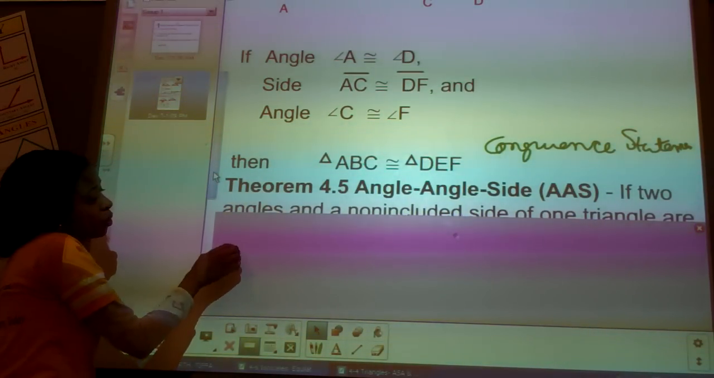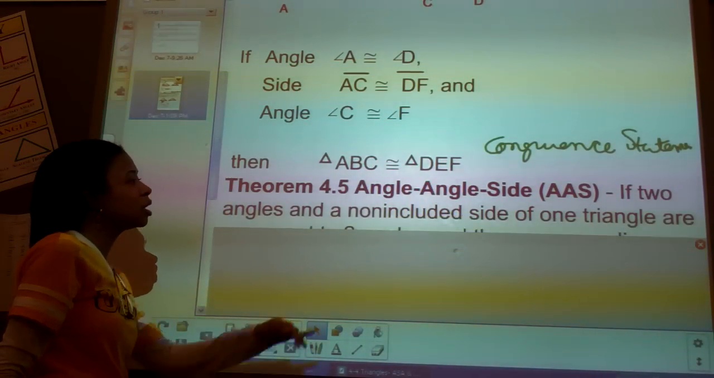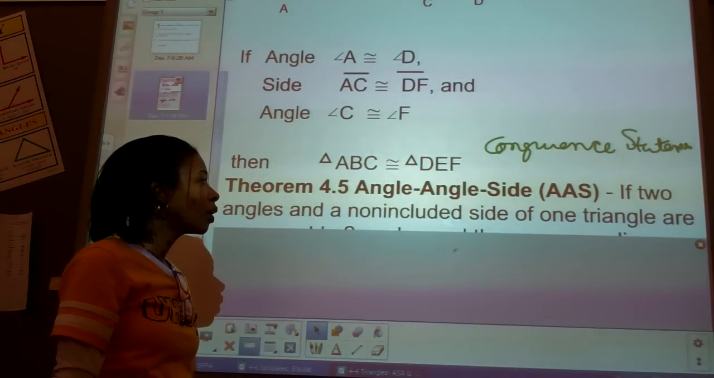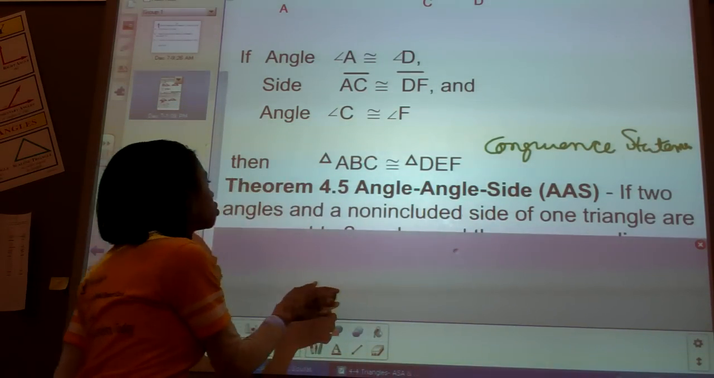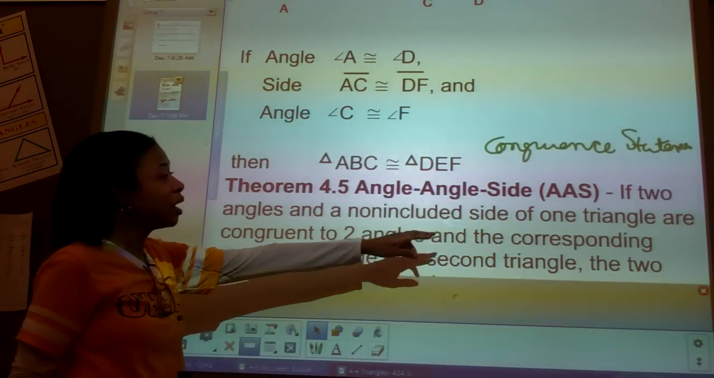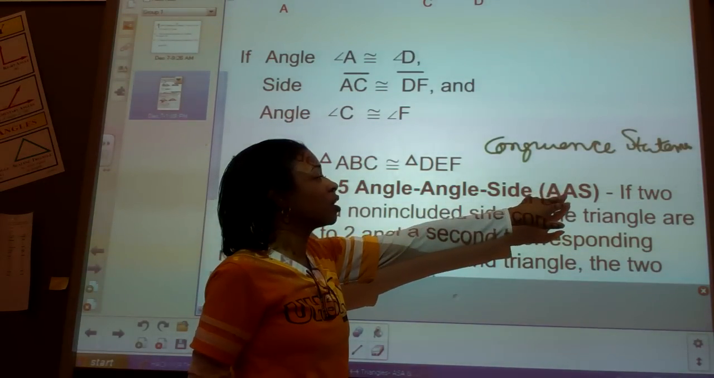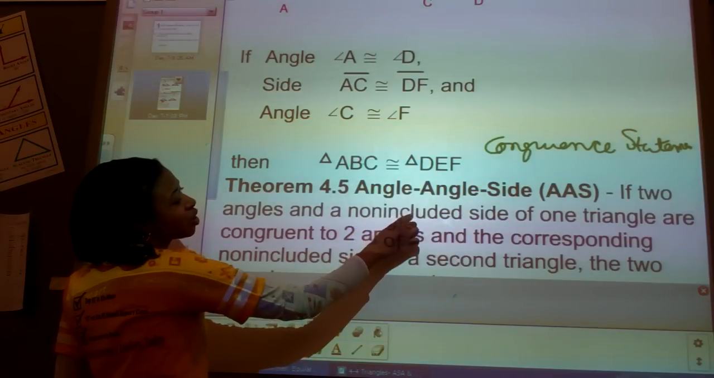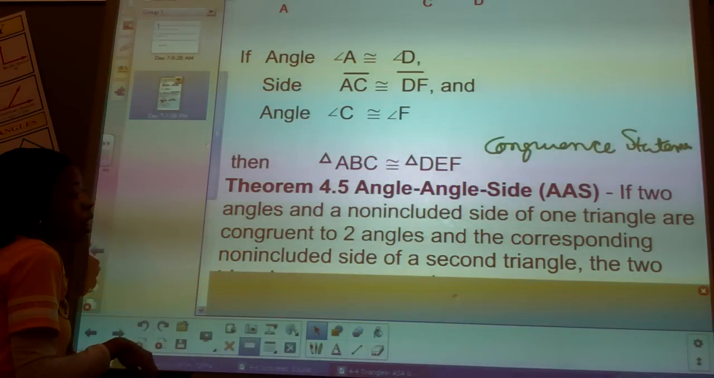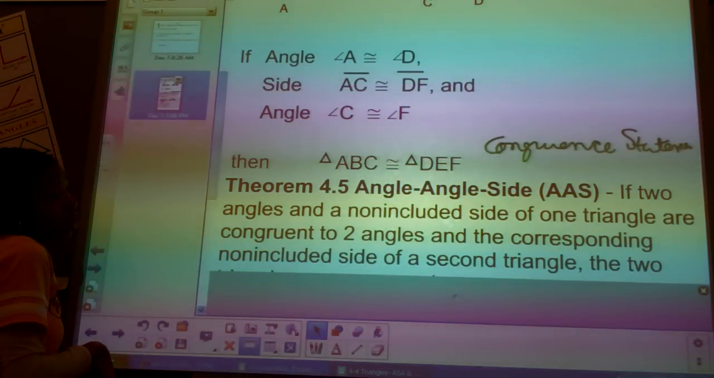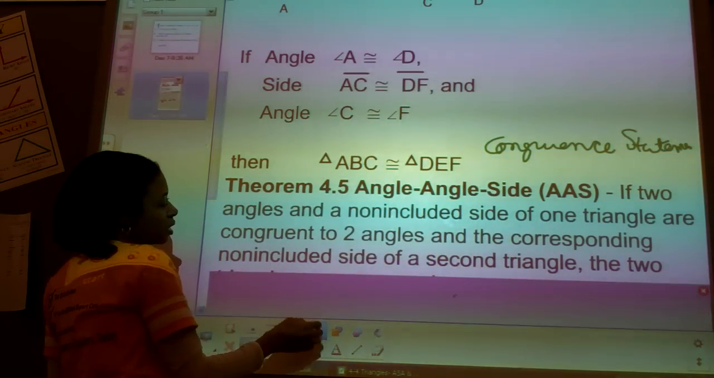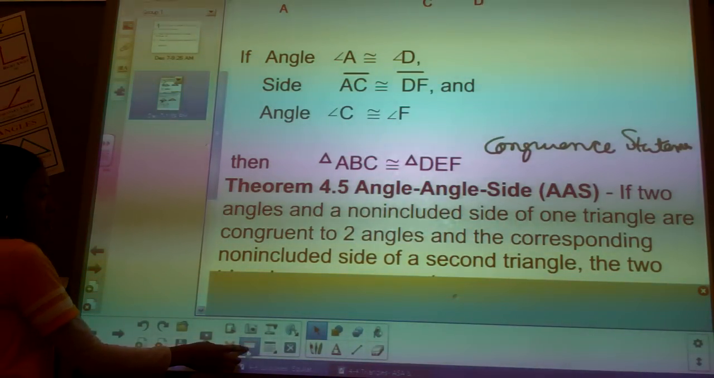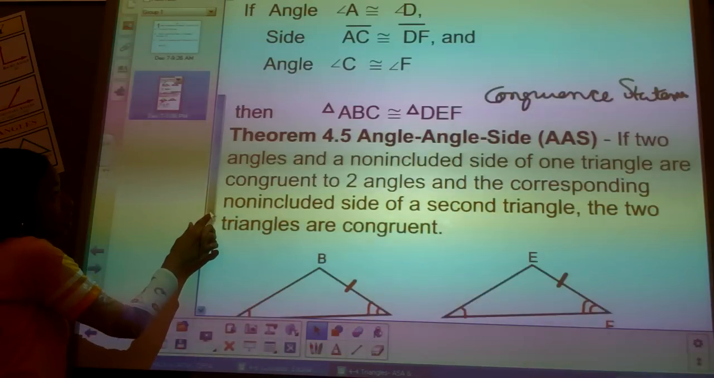Now moving to the theorem, not postulate, but theorem, excuse me. Angle, angle, side, AAS, okay? And that says that if two triangles, basically, that means you have to have an angle, then another angle, and then a side. If two angles and a non-included side of one triangle are congruent to two angles and the corresponding non-included side of the second triangle, then that means that the two triangles will be congruent. What does that all mean?